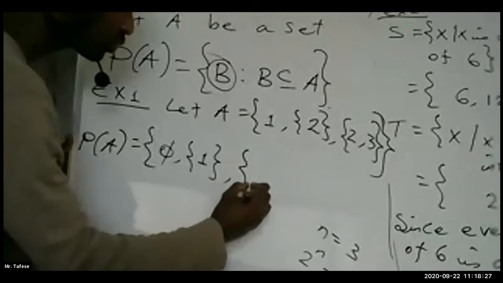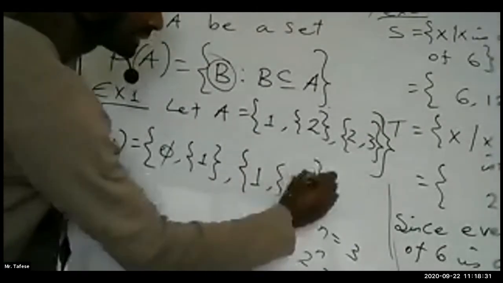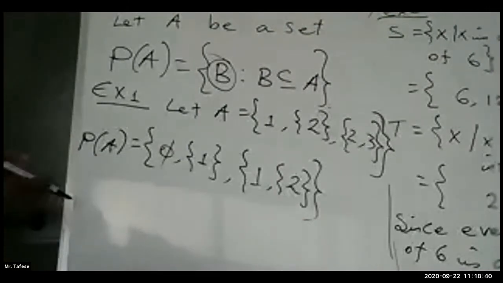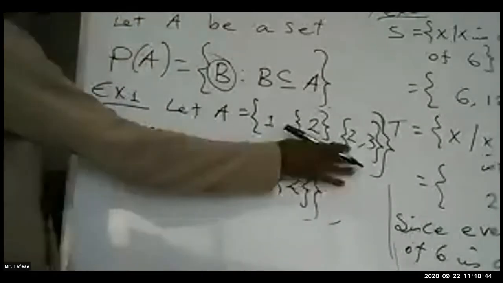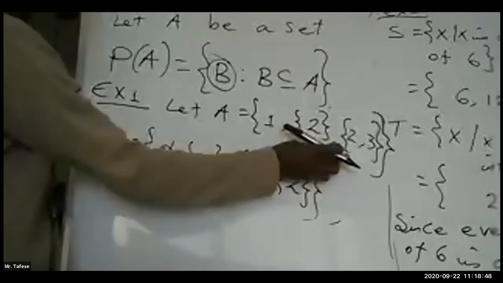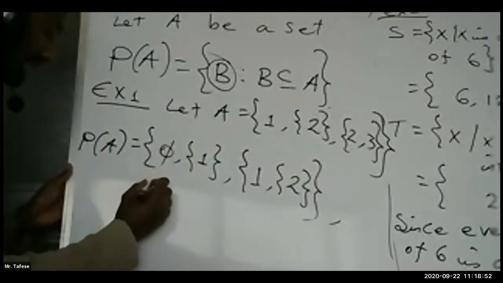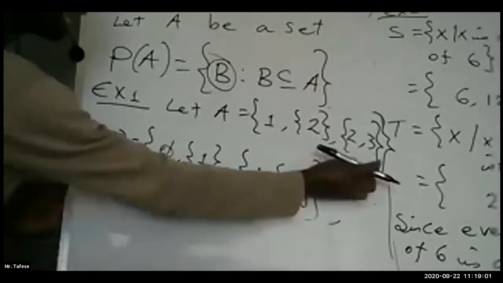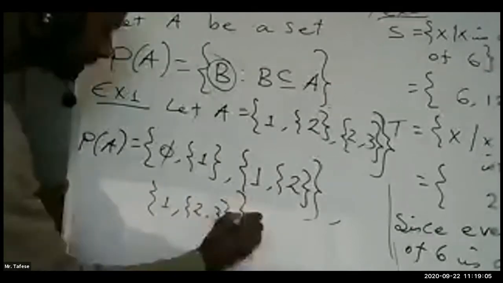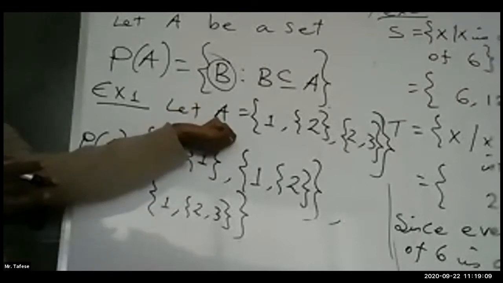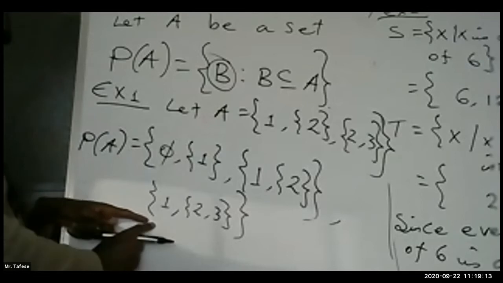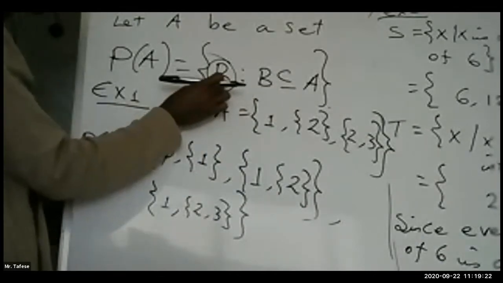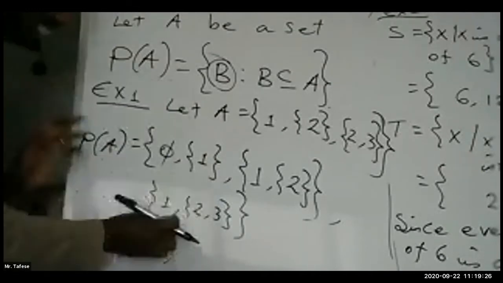The third one is a set containing {1, 2} with brace. This is B, but we haven't finished. This set is a subset of set A. Why? Because all elements of this set are included in set A. The next set that can be an element of the power set is a set containing 1, {2, 3} with brace. Look, this set is yet again a subset of set A. Why? Because all elements of this set are included in A. This is the other B. We are listing B, okay? So this B is an element of the power set, but it is already a set.